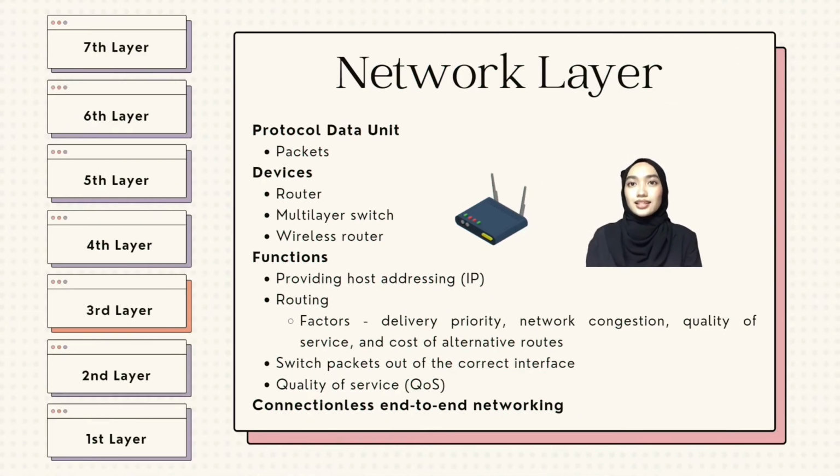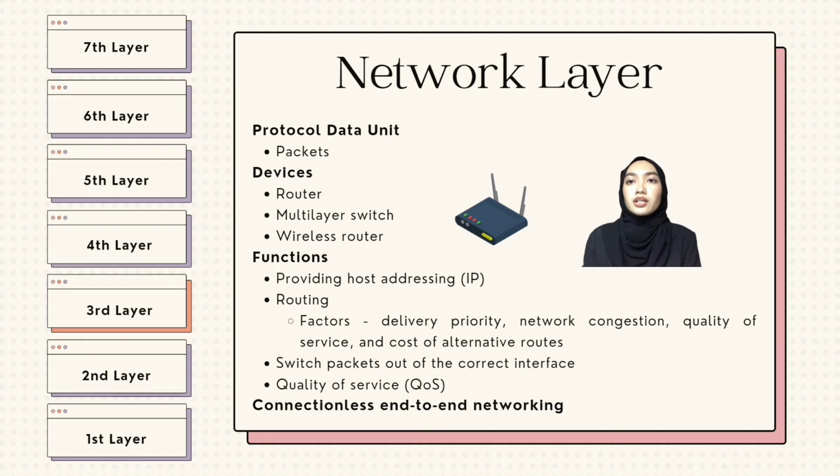Then, the third layer is the network layer. The network layer receives the segments and converts them into packets and adds further information, which is logical addressing. The devices for this layer are the router, multilayer switch, and wireless router.